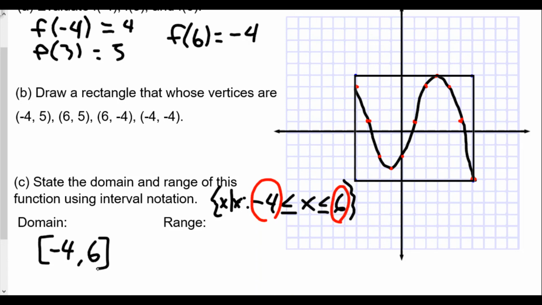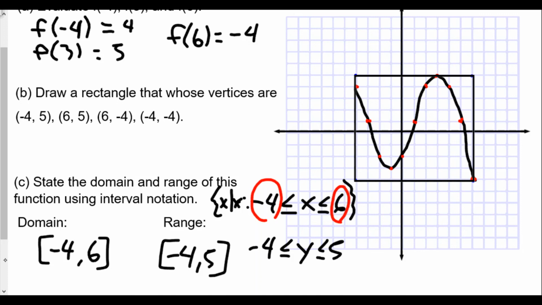The range for us, our lowest value is going to be negative 4. We're including that value, and the highest value is going to be 5. This is our range. So for interval notation, we'd have negative 4, comma 5 with the hard brackets. Parentheses instead would mean we don't include the endpoints, but with these squared off brackets, that means we include the endpoints. And so this would be the domain and range in interval notation.